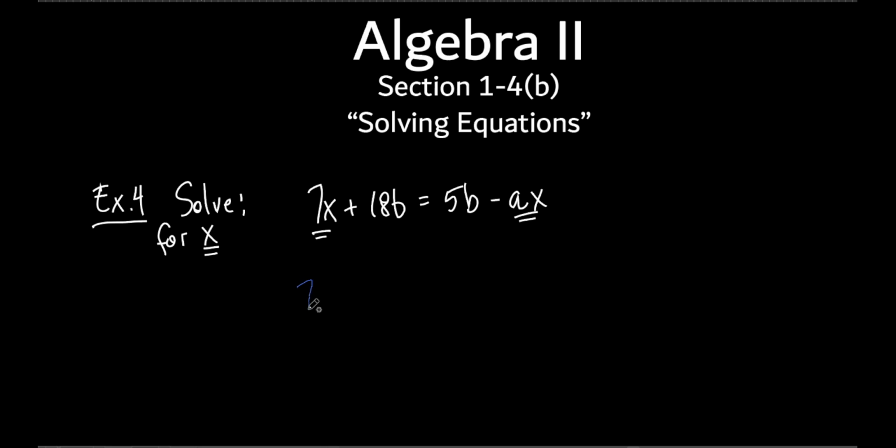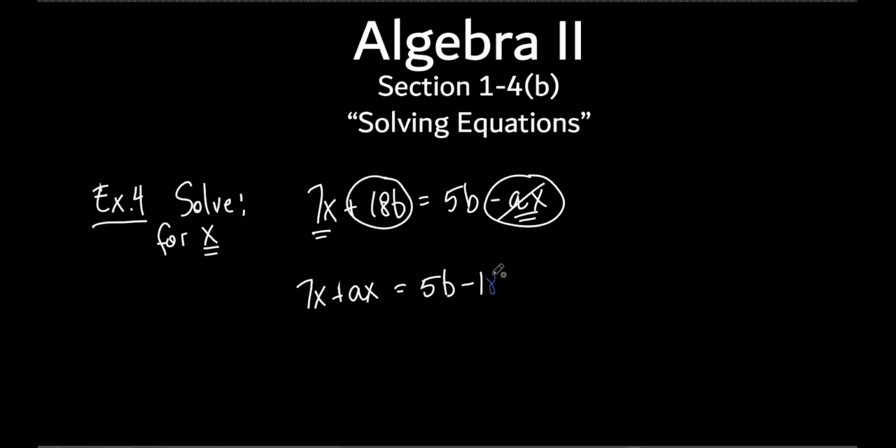I already have a 7x right there. Let's take this and move it to the left-hand side. How do I move that whole thing, not just the x, but the whole thing? I add it. That's right. I add an ax, so that way it goes away. We're good so far? Now, in the same step, let's get rid of this, because I want the x by itself. How do I get rid of that? Subtract it. So I'm going to have 5b minus 18b. Everybody see that?